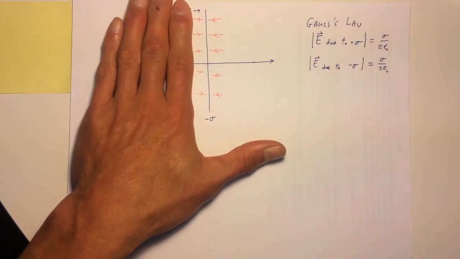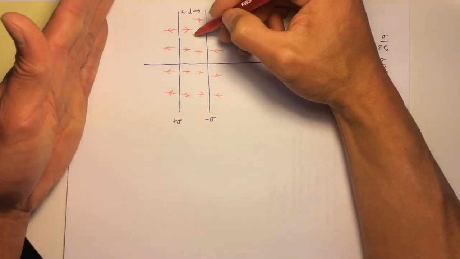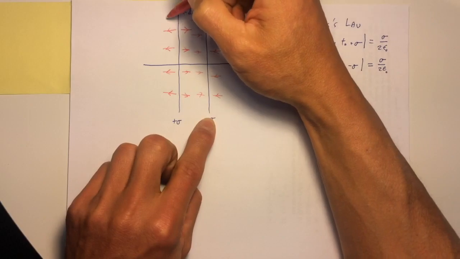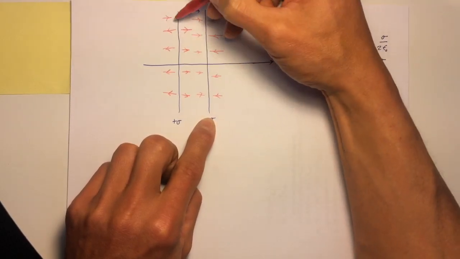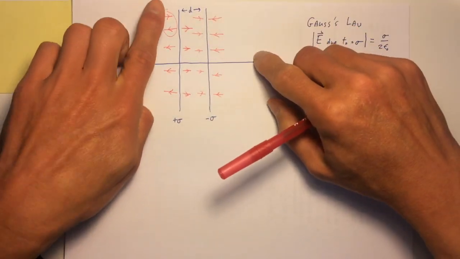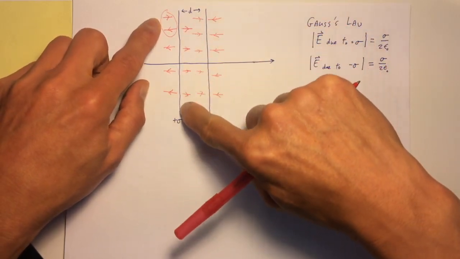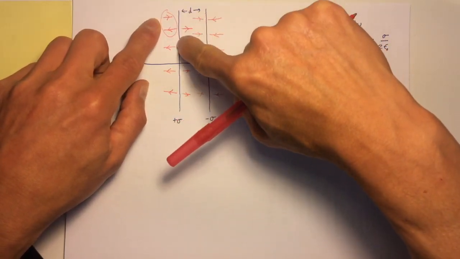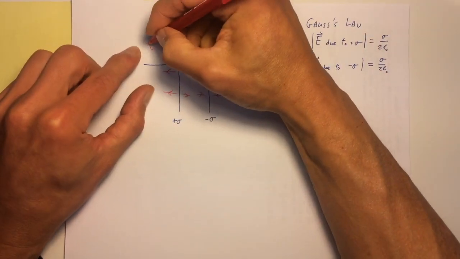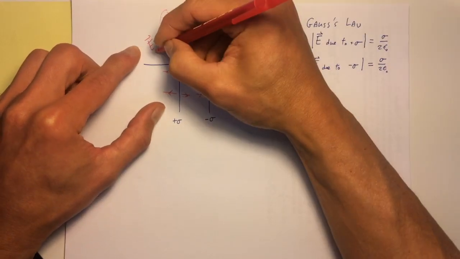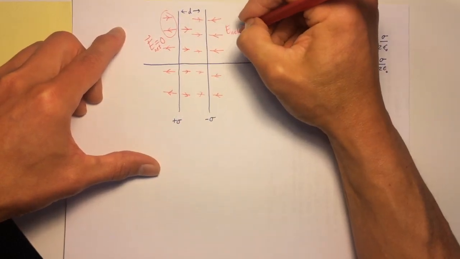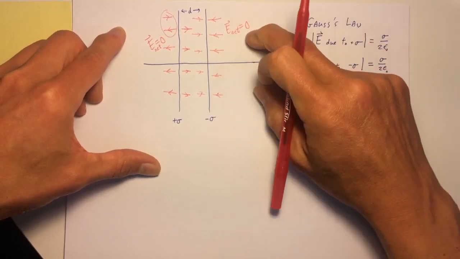Okay, but check this out. This plate also has electric field over here that points towards the right, which means that over on this side of the left-hand plate, the field of the left-hand plate and the field of the right-hand plate are going to add up to 0. So the net electric field everywhere over here is 0. The net electric field everywhere over here is also 0.